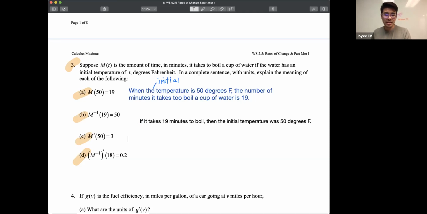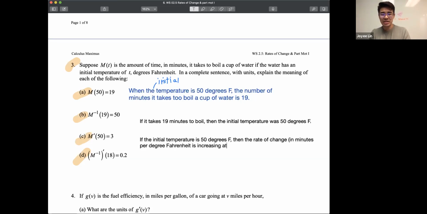Part C. If the initial temperature is 50 degrees Fahrenheit, then the rate of change in minutes per degree Fahrenheit is increasing at 3, something like that.